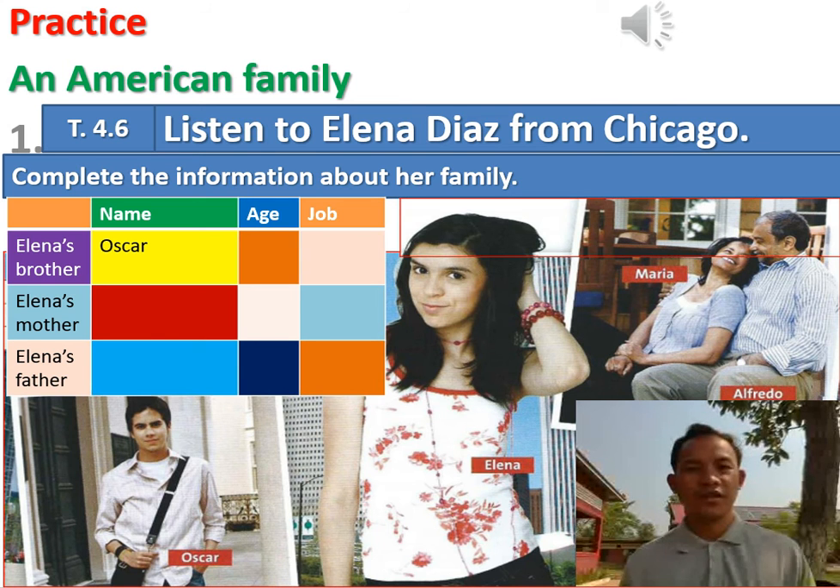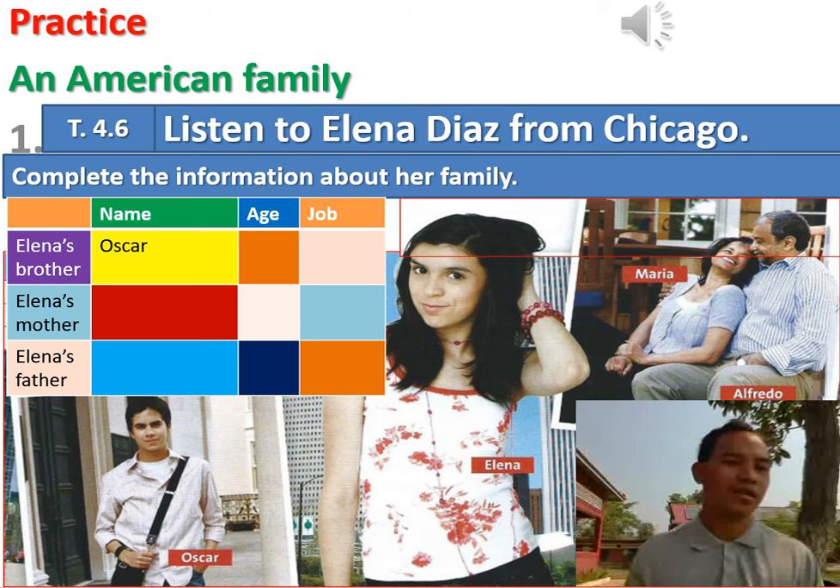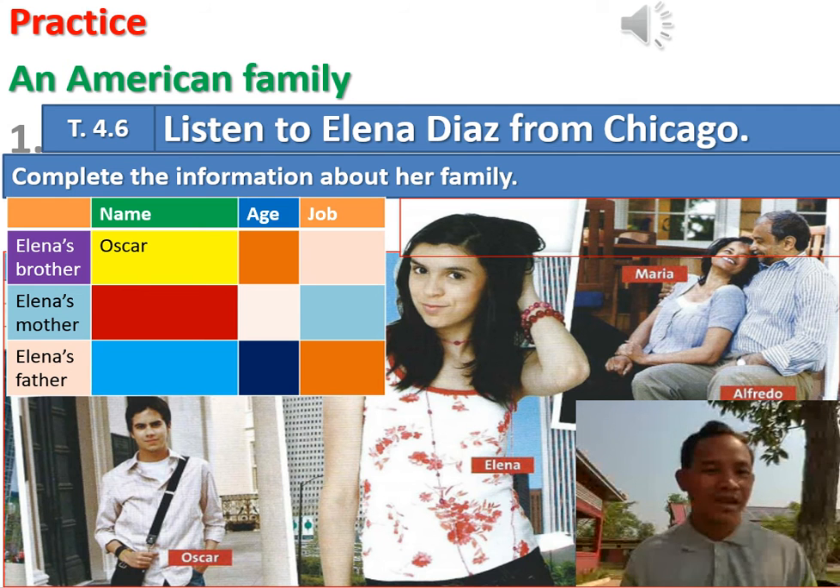Okay, so as we listen to Elena Diaz from Chicago, she said, hi, my name is Elena Diaz. I'm from the United States and we live in Chicago. And this is my brother. His name is Oscar. Do you think how old is he? He is 19. And do you know what his job is? What does he do? He's a student at college, right? Okay, good. And what about his mother's name? It is Maria.